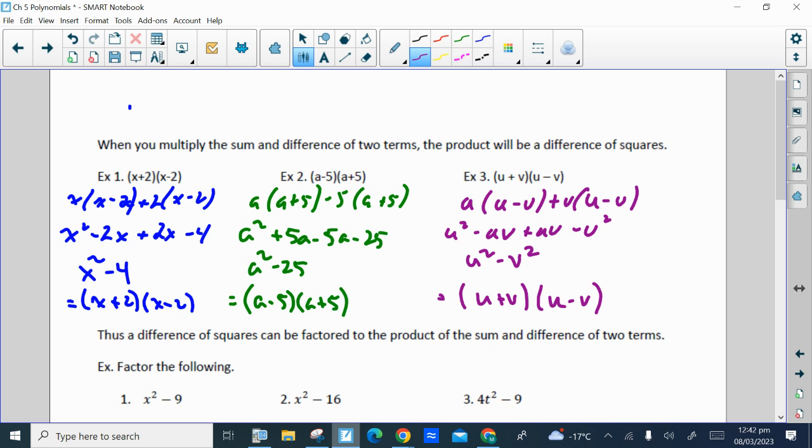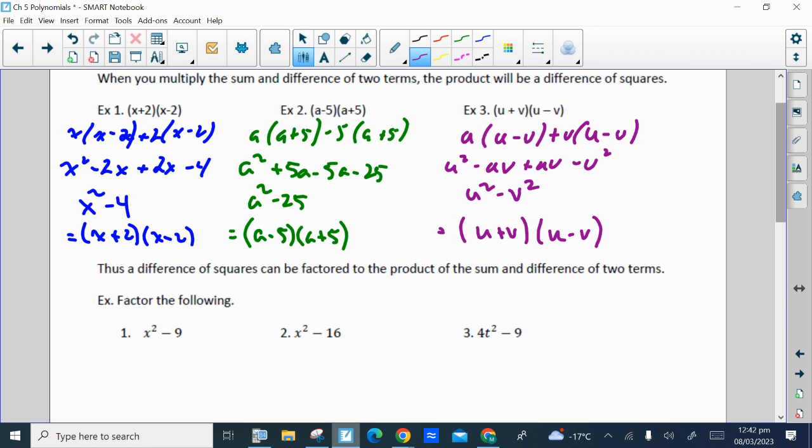So u squared minus v squared is a difference of squares, and when you factor, you get u plus v and u minus v. To factor a difference of squares is really quite easy. If you start with x squared minus 4, it is a difference of squares because it's a binomial, there's a minus sign in between, that's where the word difference comes from, and both terms are perfect squares. When you factor a difference of squares, you're always going to get two binomial factors.